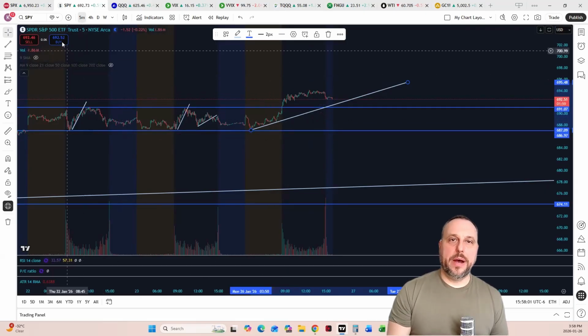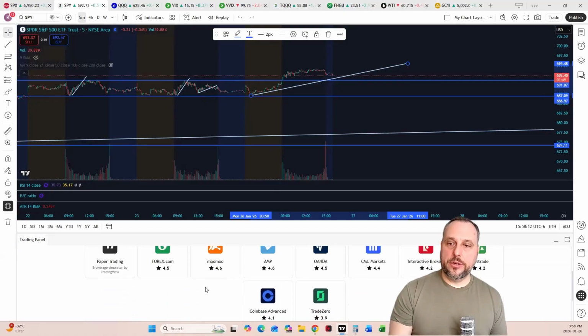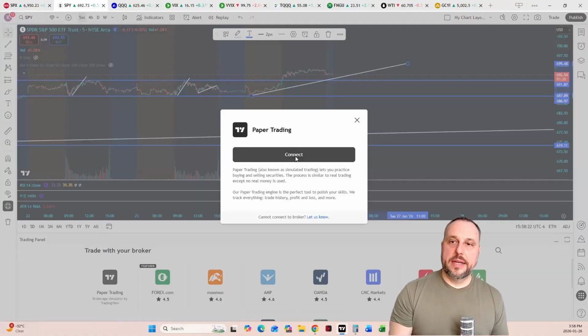If you wanted to buy, you see there's a buy and a sell sign, you can actually do that. So you click that, it brings up what they call the trading panel. Go down here, don't worry about any of this other stuff. You just want TradingView paper trading, brokerage simulator. That's what you want. Click on that, connect.